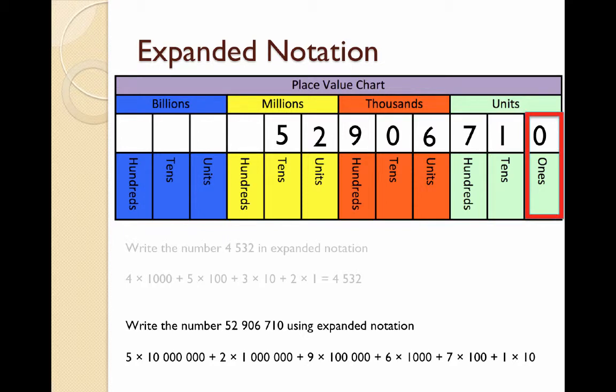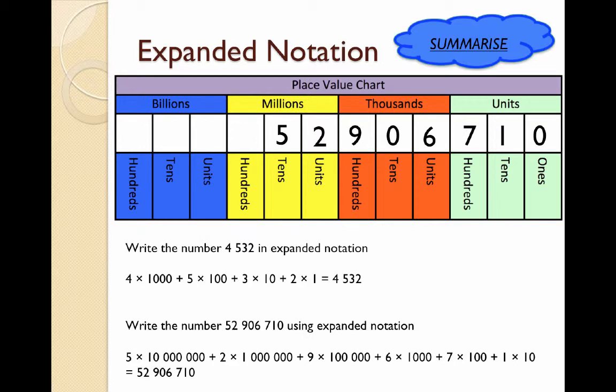That is expanded notation. The reason why you want to show and be able to do this is because it shows understanding. It demonstrates that you understand all the place value of the digits in those long numbers. So this number, 52,906,710, written in expanded notation, is there on the screen for you. I think it would be a good idea for now to pause, draw up the place value chart, and get those two examples written in your book so that you can refer to them later.